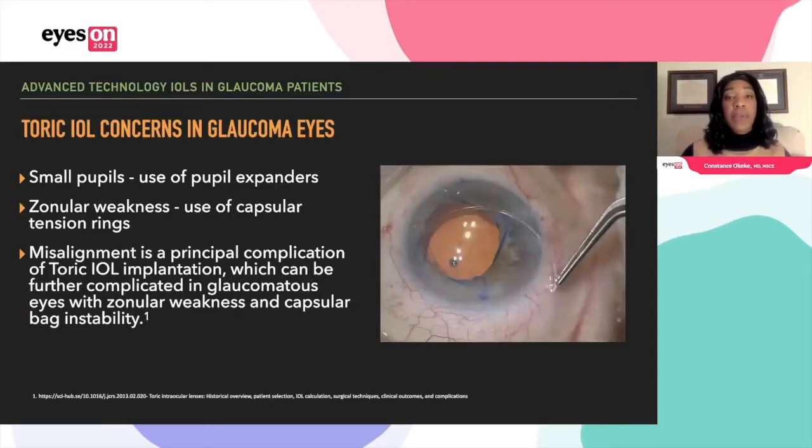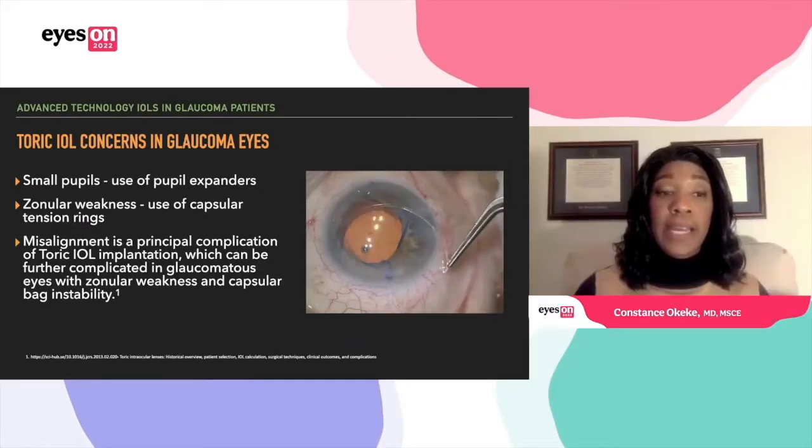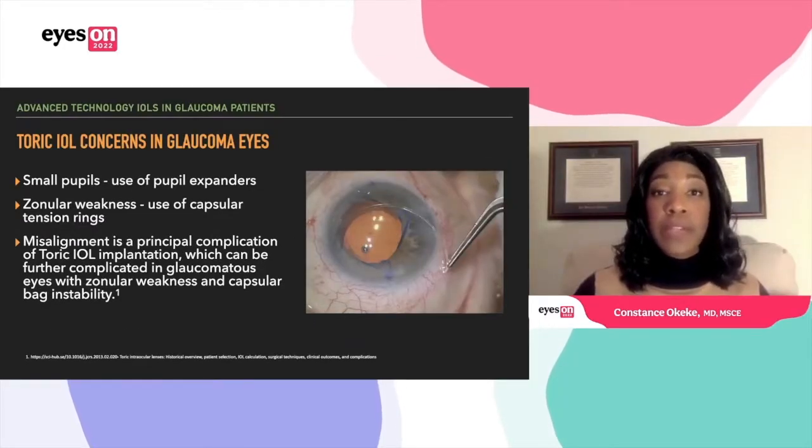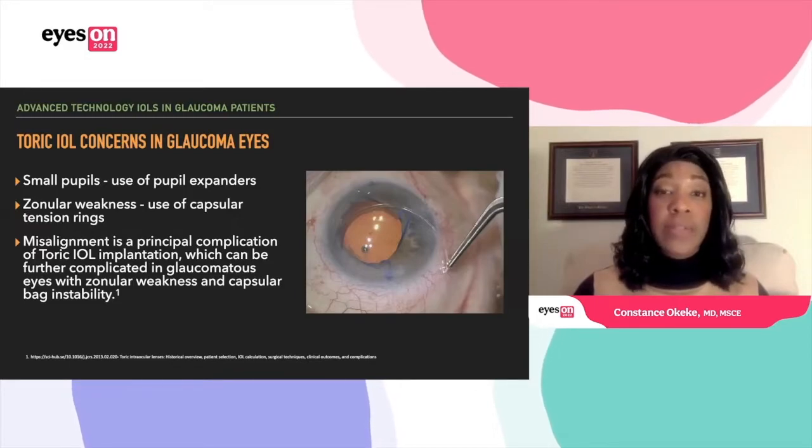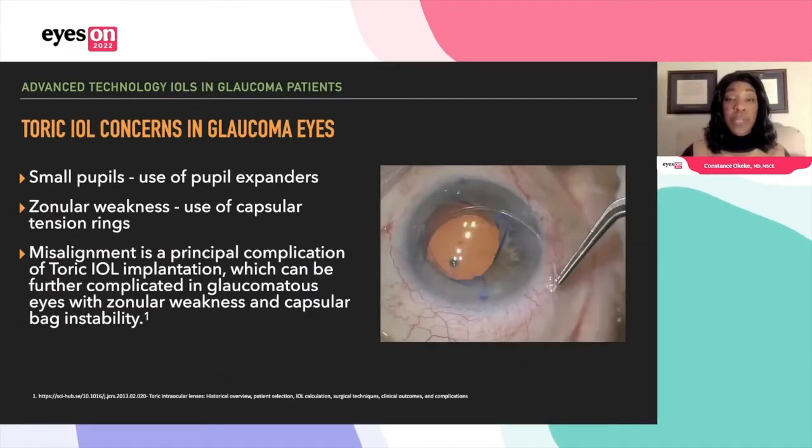Now, one of the things you need to consider with toric lenses in glaucoma eyes is that sometimes you might have small eyes or small pupils, and you have to expand them with pupil expanders. After one removes the pupil expander, the pupil can come down, and this can sometimes limit your view of the toric markings. So one has to manipulate the eye to make sure the lens is appropriately aligned. Also, sometimes one has to be cognizant of zonular weakness, and one may use capsular tension rings to help stabilize the capsule.